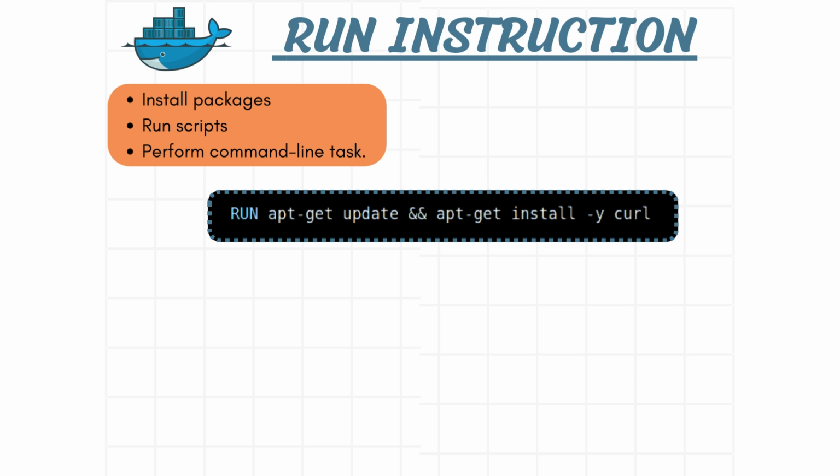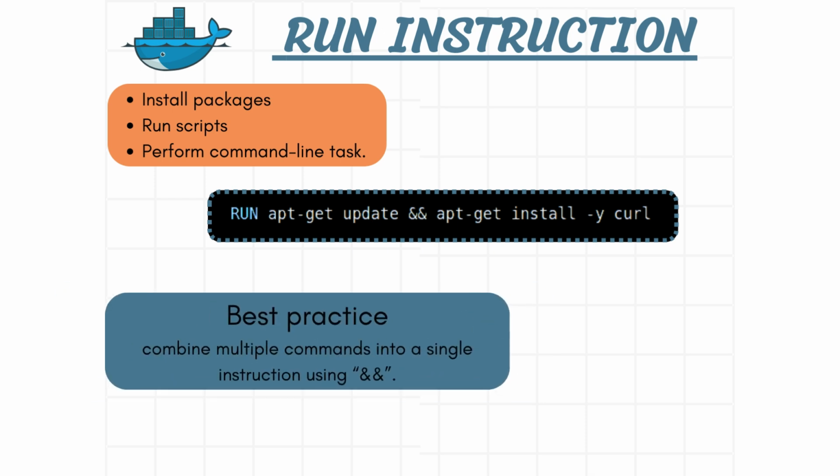Here's a simple example to illustrate the use of the RUN instruction. RUN apt-get update && apt-get install -y curl. In this example, the RUN instruction updates the package list and installs the curl utility. The && operator chains the commands together, ensuring they run in sequence.